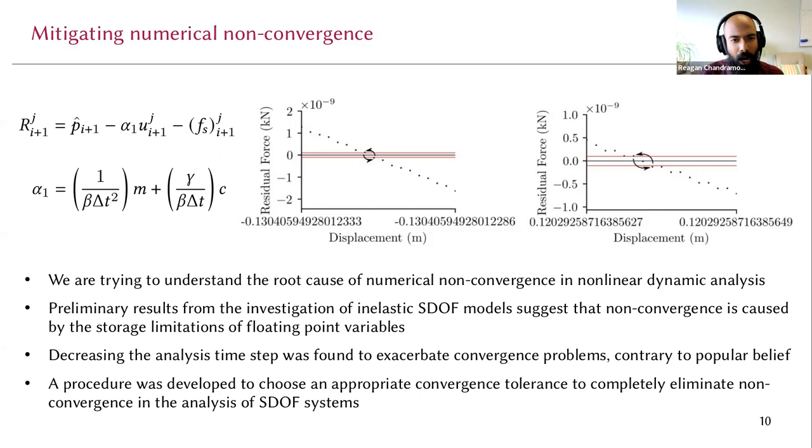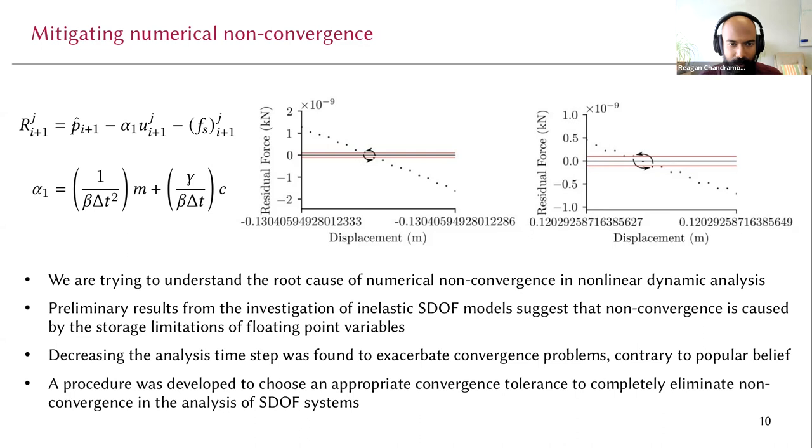Common heuristic methods are employed to overcome numerical non-convergence when you encounter it. People usually adopt the shotgun approach, which entails tossing a whole bunch of tricks at the computer, trying to coax it to converge. For example, people might try reducing the analysis time step, playing around with a convergence tolerance, trying different solution algorithms and so forth. And if nothing works, they usually just give up and say that we've encountered collapse, that the structure has collapsed.